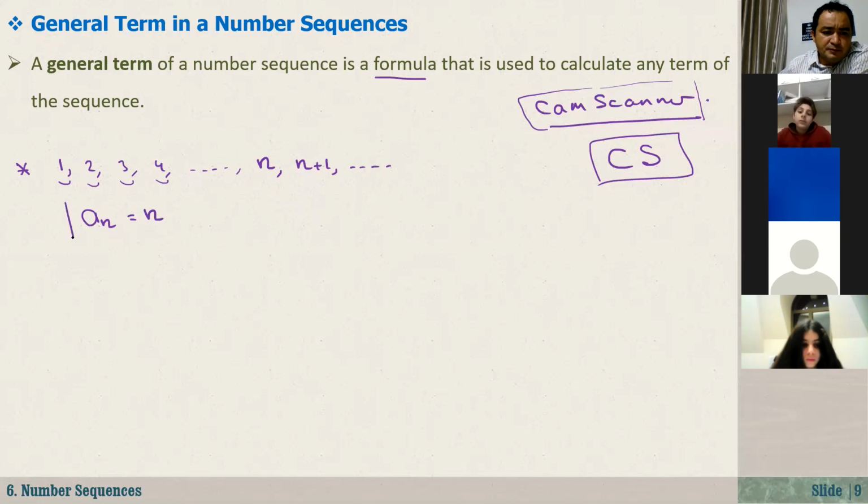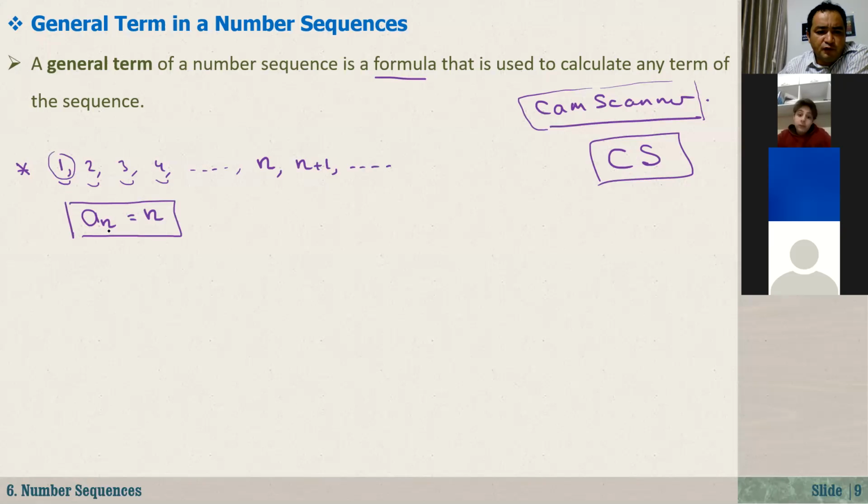What does it mean? That means that if you want to get the first term of this number sequence, I have to substitute 1 for n. So that is a1, that is 1. That means that the first term of this number sequence is 1. And how about the fourth term? Let's say a sub 4. That means that here it is 4. As you see here, that is the fourth term of this number sequence. So the general term is a sub n is equal to n. This is how we write the general term.